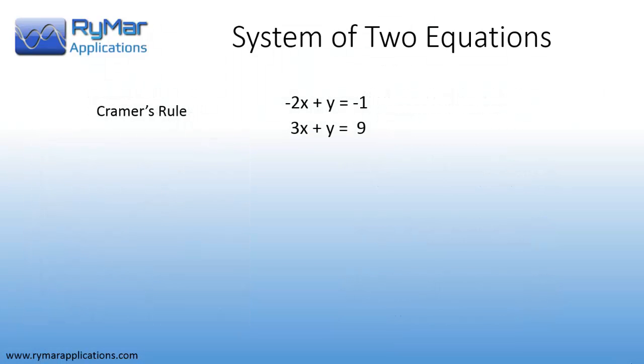All right, so let's see how to do this. There are several ways to come up with the solution. You can use the substitution method, you can use the elimination method. The method that we're going to describe here is called Cramer's rule. To use Cramer's rule, we're going to set up a couple of determinants that we need to calculate values for.